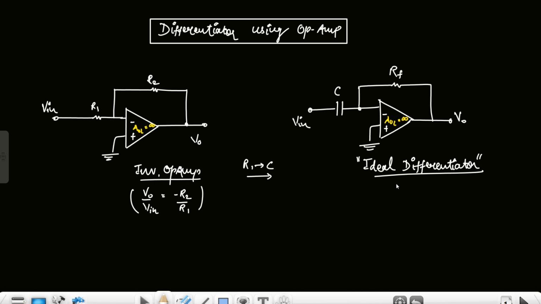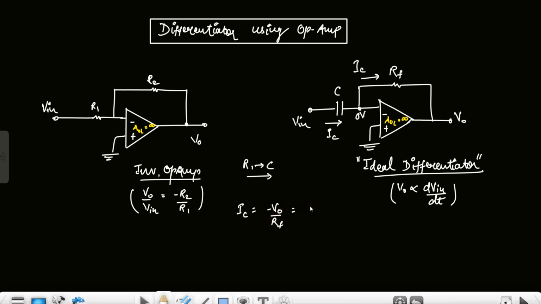So this is the ideal differentiator. It means output should be proportional to the derivative of input, right? And this is the ideal op-amp, so the virtual short concept is valid here. Whatever current is flowing in this capacitor, which is the capacitor current, is directly flowing in this resistor also. So this capacitor current is equal to minus V0 by RF, right?